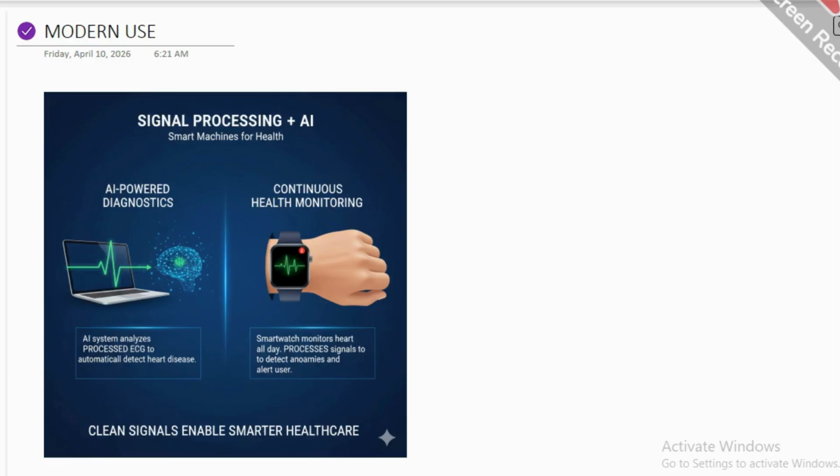In very simple words, a biosignal is a message coming from the body, and signal processing is the way we understand that message. It takes something messy and confusing and turns it into something clear and useful. So, if you want to enter the world of AI, healthcare, or robotics, then signal processing is not just a topic. It is the foundation that connects humans with machines.